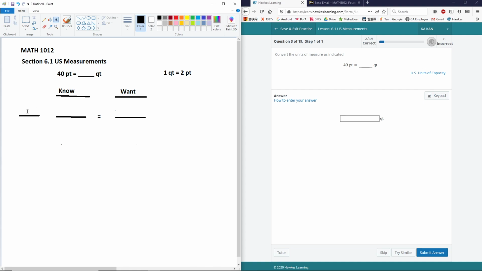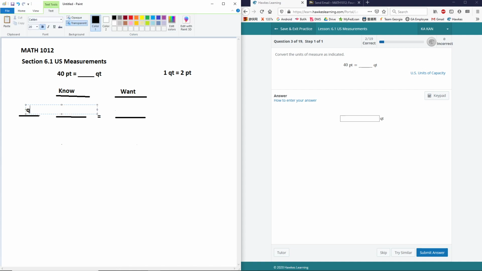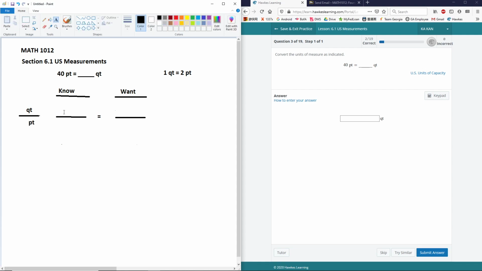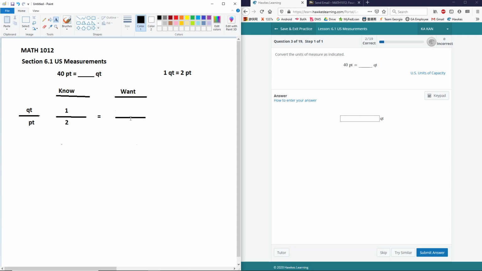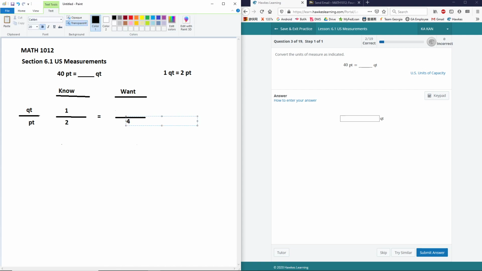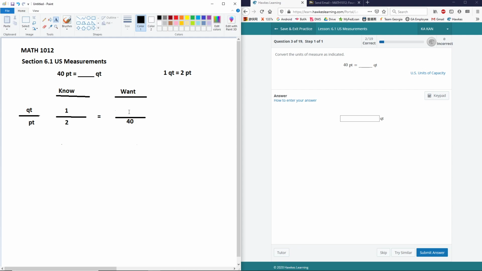Now, this time it's going to be quart over pint. Now, you can do pint over quart if you want to. Doesn't matter. What do we know? We know that 1 quart equals 2 pint. So it's 1 over 2. What do we want? Well, we have 40 pint. That will go to the bottom. So the bottom will be 40. We don't know the top. We do not know how many quarts we got. So that will be an x. Just like that.